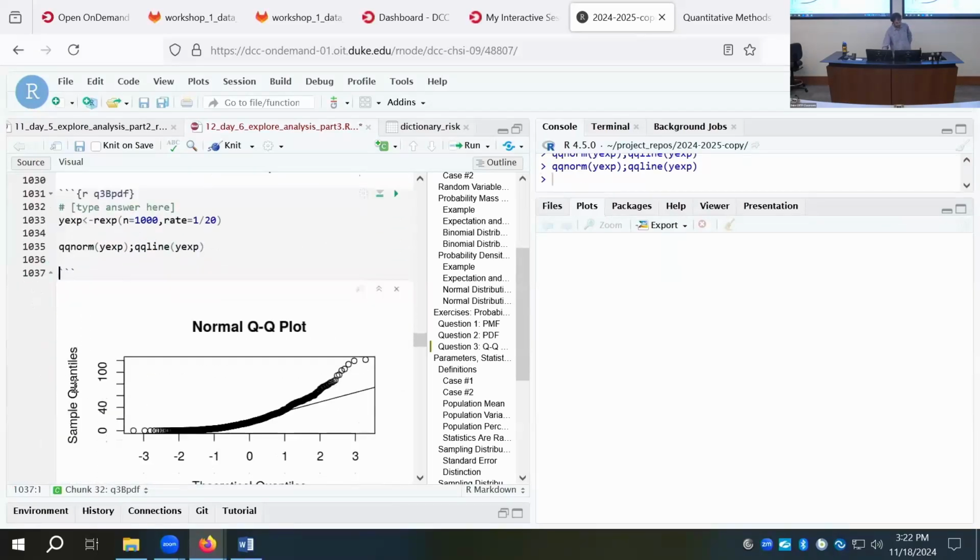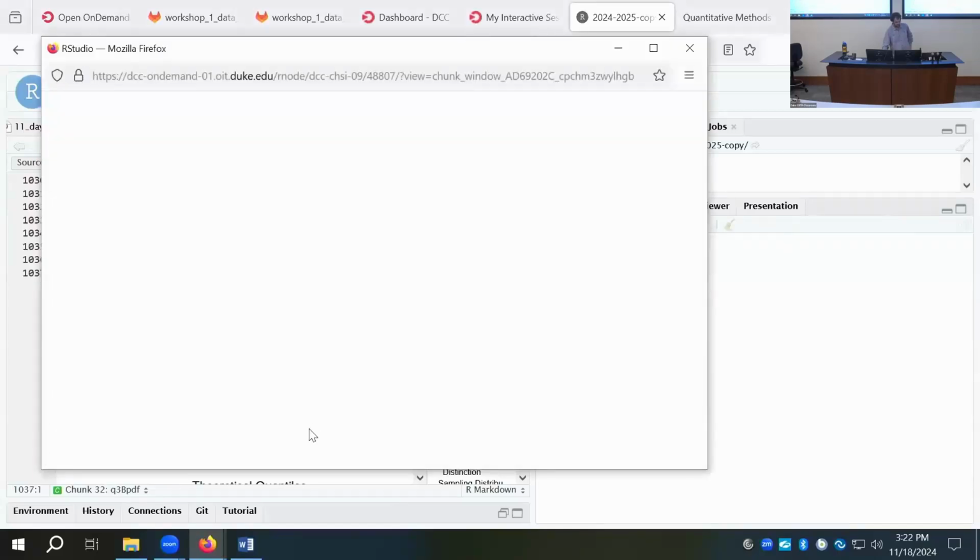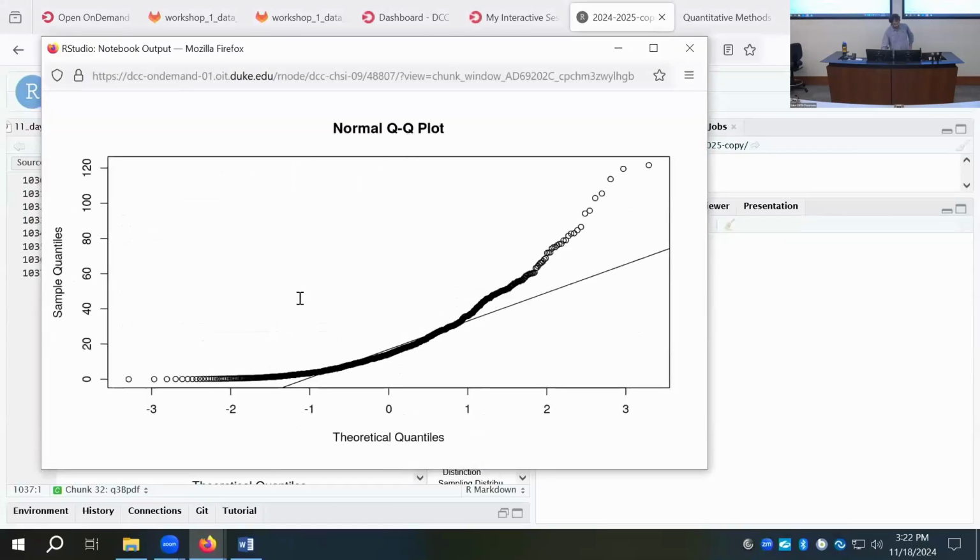Sorry. So that doesn't look good. This is suggesting this data is not normal, right? Because it's not falling on the line. So this is a nice way to check your data to see if it's actually normal.